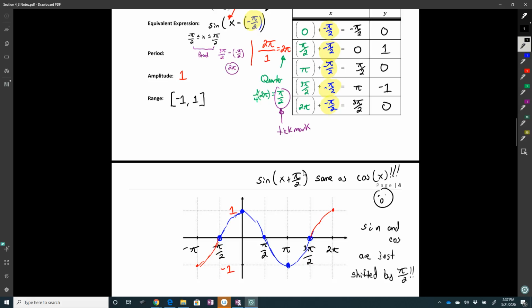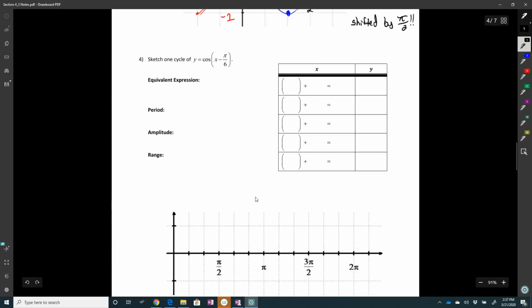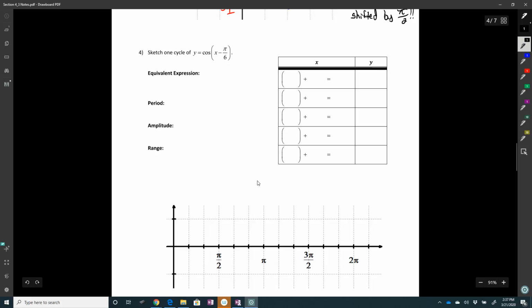I apologize for my handwriting. That's pretty bad on my part. Anyway, for this example, I want you to do this one on your own. Then you're going to see a link on Canvas below this lecture where you can see if you did it right.